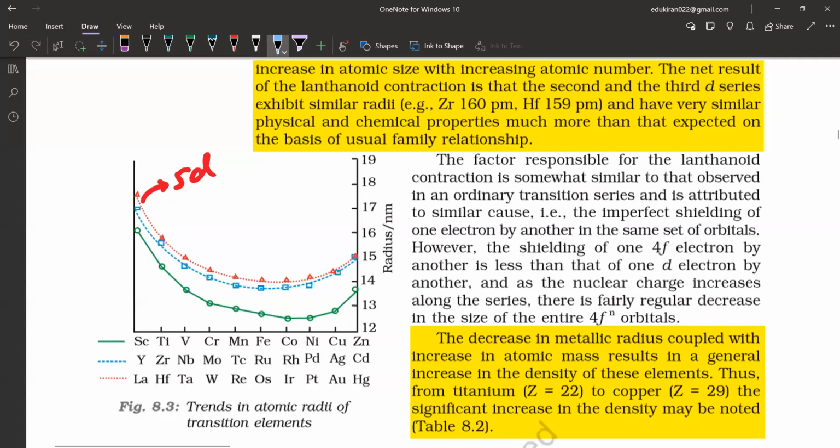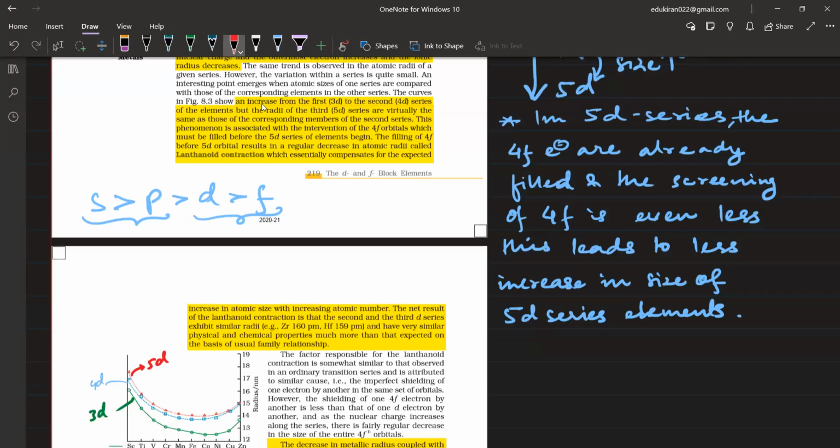Clear है सबको? हाँ या ना? ठीक है. If I am going from left to right in one series, if I am just looking at 3D series, then whatever reason you are going to give for the decrease in the size is because of the lower shielding of D. But when I am talking about 3D to 4D to 5D, 4D और 5D के बारे में जब बात हो रही है, तो this is lower shielding of 4F और साथ साथ क्या लिखिएगा? And lanthanide contraction. These are the important terms that you have to mention in the exam and your answer sheet to get marks.